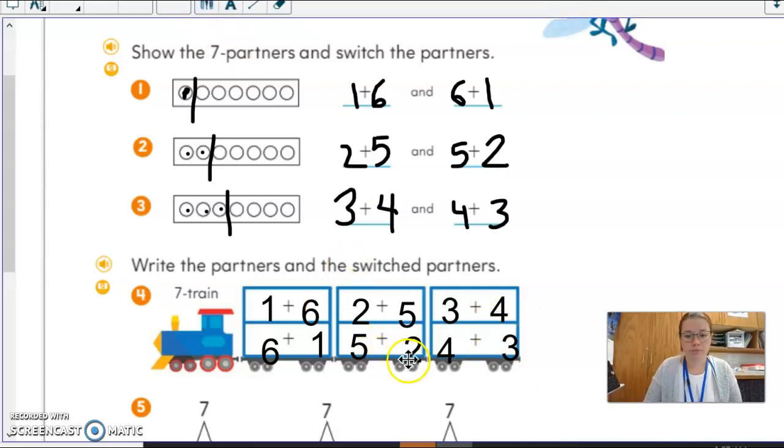Okay. You know, it's kind of hard to see. Sorry about that. There we go. That looks a little bit better.